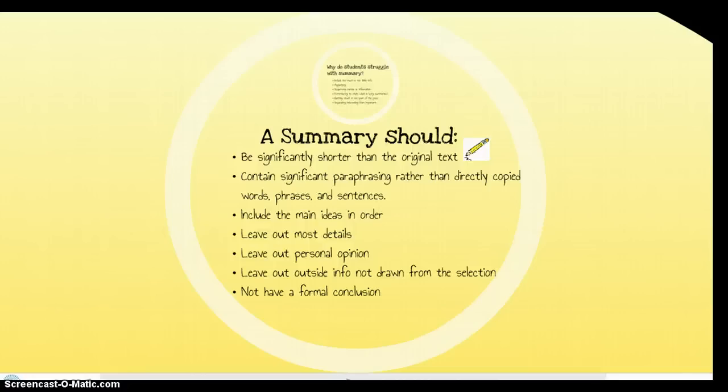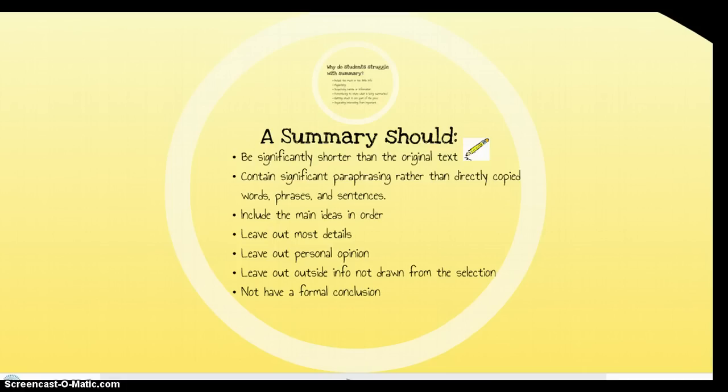So first of all, a summary should be a lot shorter than the original text. It needs to contain significant paraphrasing, where you're turning the words into your own language rather than directly copying the words, phrases, or sentences. So really try to move it into your own language and don't copy straight from the article or text. It needs to include the main ideas in chronological order, so this happened first, second, third, etc. You need to leave out a lot of the details, most of the details really.